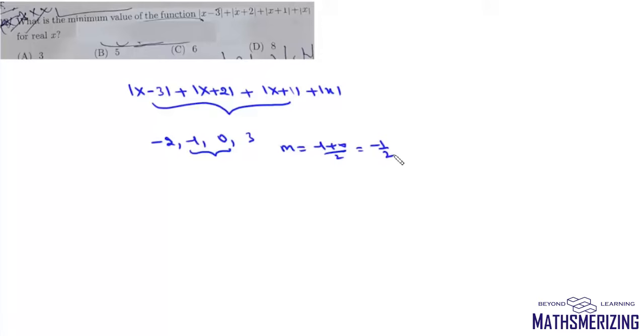Now if we put m as minus 1 by 2, it will be minus 1 by 2 minus 3. So that will be simply 7 by 2, plus 2 minus 1 by 2, 3 by 2, plus 1 by 2, plus 1 by 2, which is 12 by 2, and 12 by 2 is 6. So the minimum value of this function will be 6, and that's your option C.